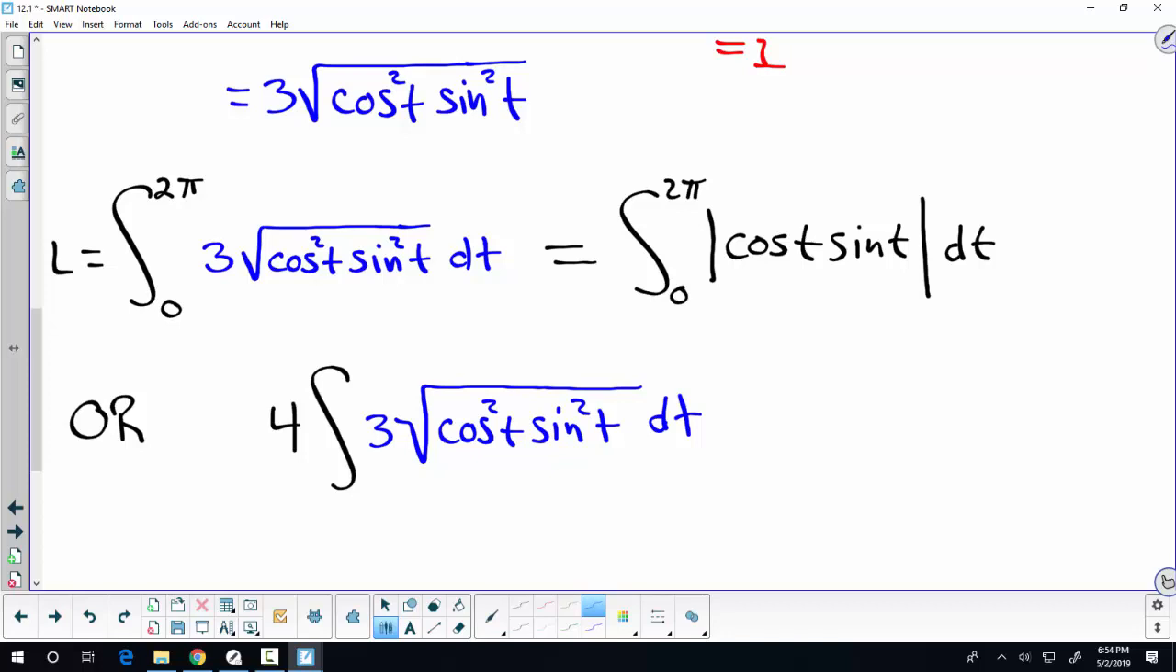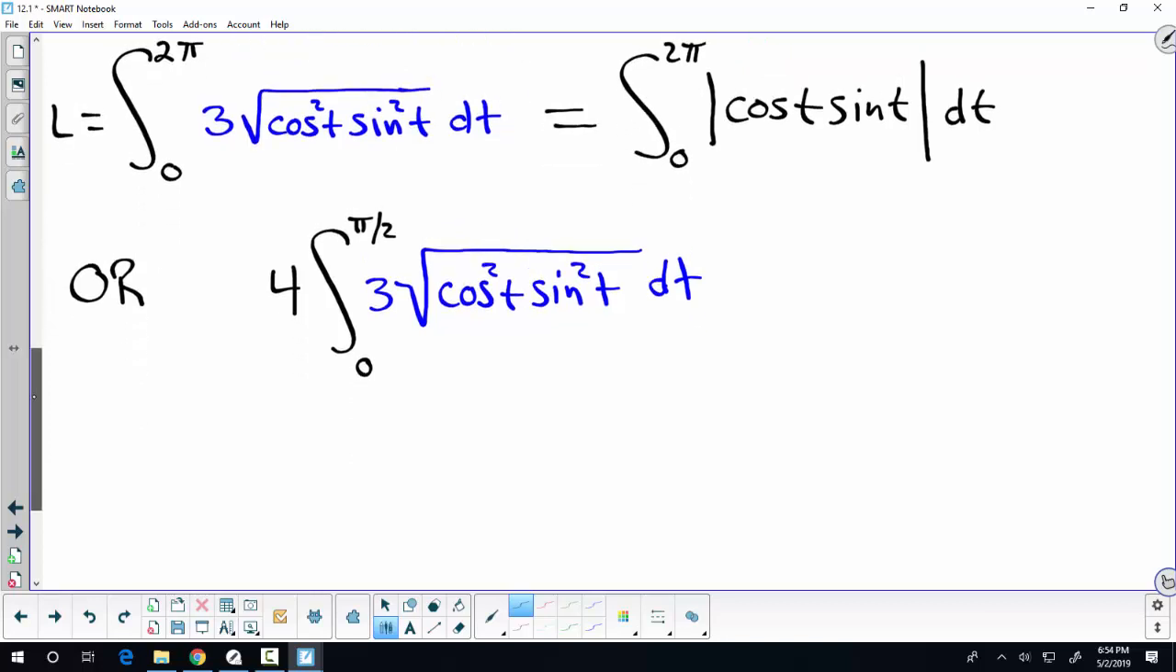So if I look at this thing from 0 to pi over 2 and then multiply it by 4, I'm still getting the total length. Except the advantage of looking at the integral from 0 to pi over 2 is that both sine and cosine are positive from 0 to pi over 2. So we don't need to worry about the absolute value here.